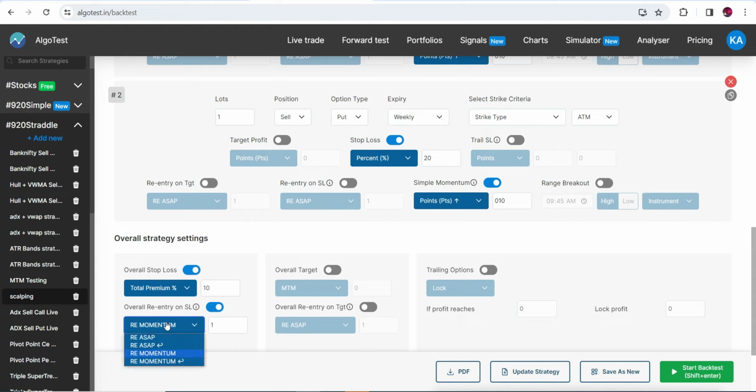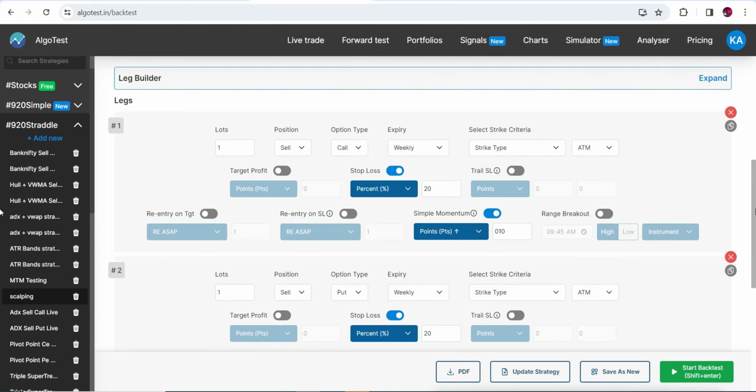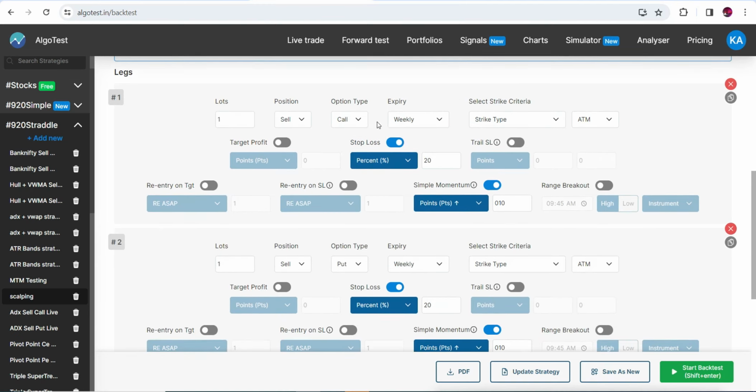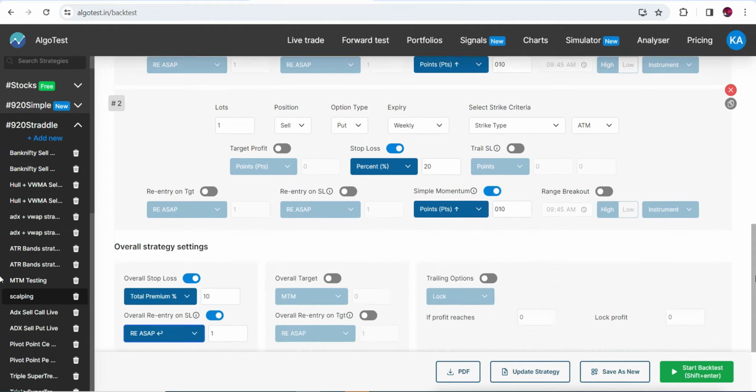Then there are re-ASAP reverse and re-momentum reverse. What these simply do is reverse your position. They will re-enter but reverse your position, which means if you are selling put, they will buy the put. For example, here we are selling the call. On re-entry, they will buy the call, so they are reversing the position and taking re-entry.